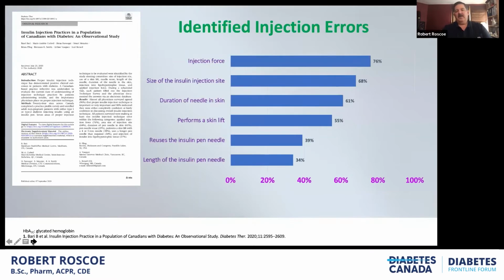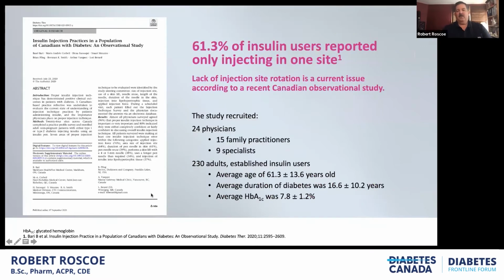And as we found out, every patient had at least one injection technique error. Most had a combination of 1 to 3, but today we're going to concentrate mainly on the second bar here, the size and the role of injection site rotation. And this study actually brought out a role that 60% of insulin users reported injecting only into one site at any particular time.